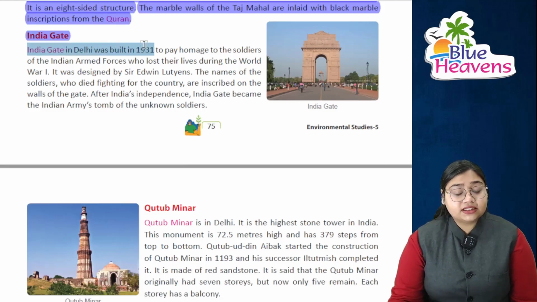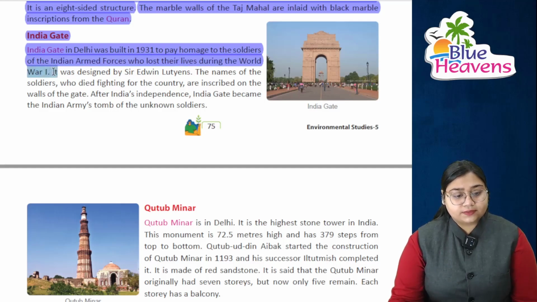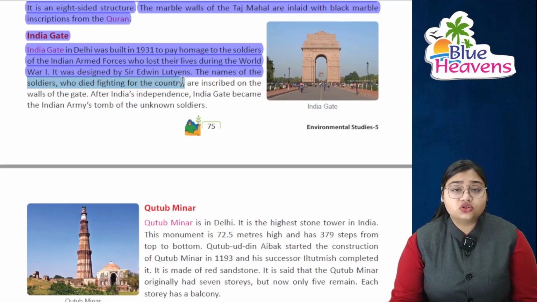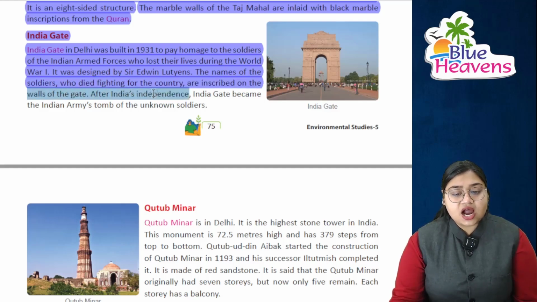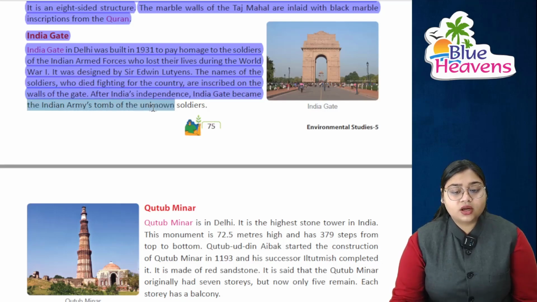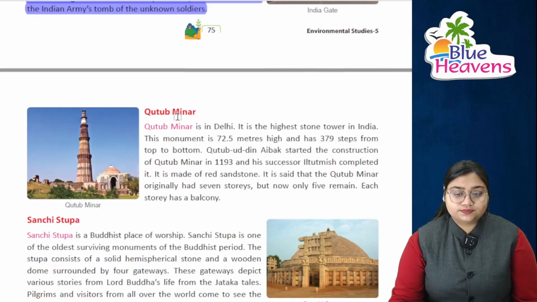Now, India Gate Delhi में है. It was built in 1931 to pay homage to the soldiers of the Indian armed forces who lost their lives during the World War I. It was designed by Sir Edwin Lutyens. The names of the soldiers who died fighting for the country, ऐसे soldiers जिन्होंने कंट्री के लिए फाइट करते करते उनकी डेथ हो गई, they are inscribed on the walls of the gate. After India's independence, जो इंडिया गेट था, it becomes the Indian Army's tomb of the unknown soldiers.